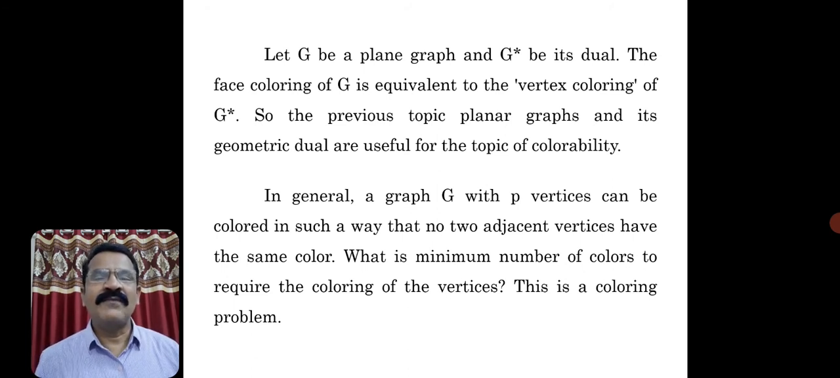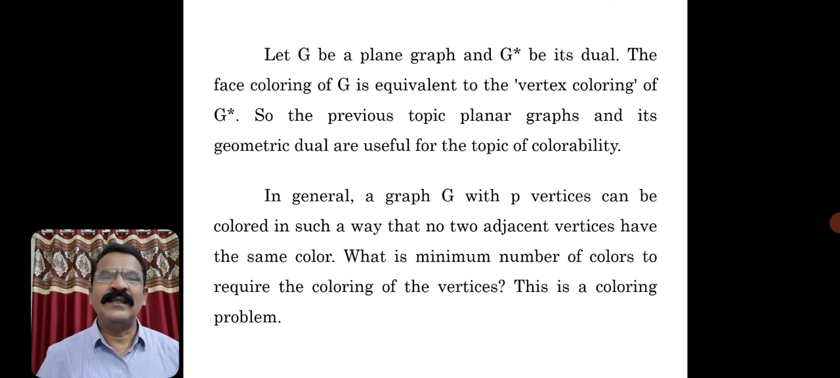The face coloring of G: after getting the plane graph, you are finding its dual. In a dual, the vertices represent the faces. It implies our aim is to color the faces. So coloring the faces is nothing but coloring the vertices of a dual graph. That is the beauty of graph theory, how it is applicable. So let G be a plane graph and G star be its dual. The face coloring of G is equivalent to the vertex coloring of G star. So the previous topic, planar graphs and their geometrical dual, is very useful in this topic.